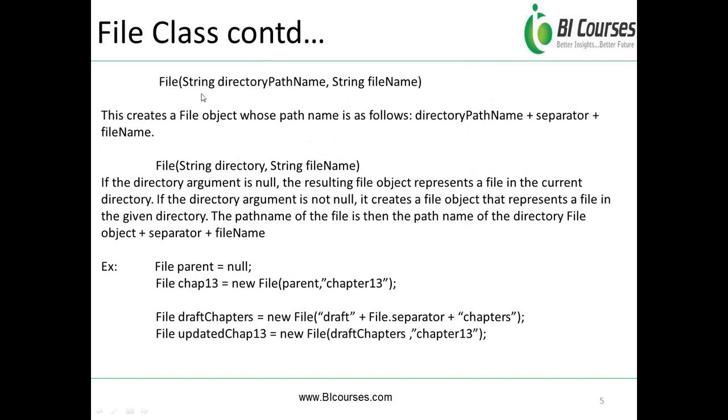We can also give a File with a string directory path name and a string file name. This creates a file object whose path name is the directory path name plus separator and file name. In the same way we have a directory File and a file name, so we can have an object within a directory. If the directory argument is null, the resulting file object represents a file in the current directory. For example, File parent = null; File chapter13 = new File(parent, "chapter13"). In the parent directory, we will have the chapter 13 file.